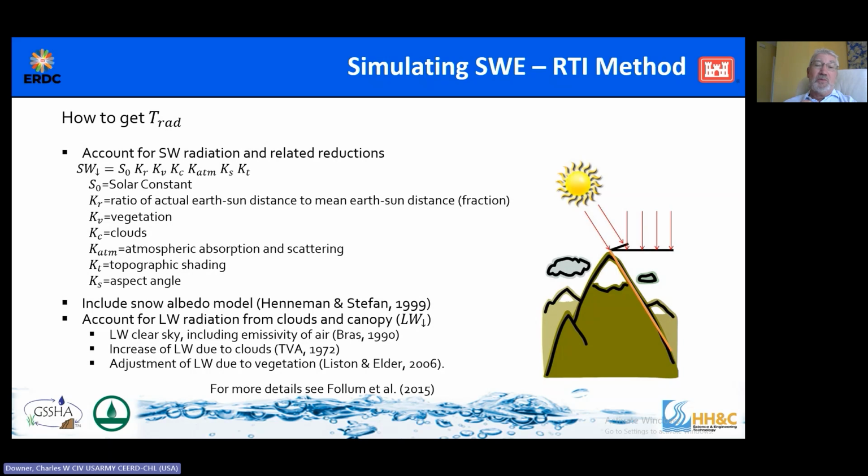So it includes a snow albedo model, and accounts for the long wave radiation from the clouds and the canopy, and that's radiation that's coming down. So it has a long wave radiation for clear sky, including the emissivity of air, so that you've got to transport basically the long wave radiation down through the air. You increase the long wave radiation due to clouds, so we include that in the model, and then just the long wave radiation due to vegetation. And Mike and I can't remember who else, wrote a paper about this method if you're interested in it.